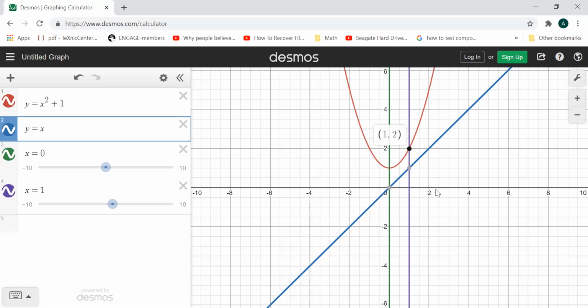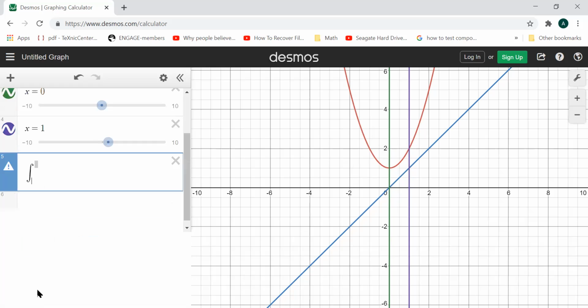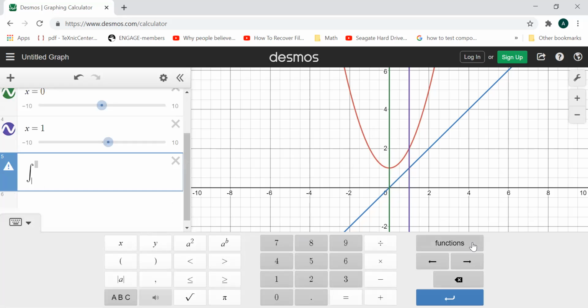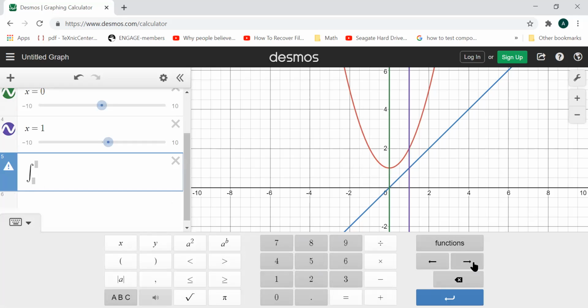Now, interestingly enough, Desmos can do calculations of integrals. For example, I can do an integral by simply typing the letters int, or select the symbol. There's a symbol here somewhere. I think there's a function or something. There is an integral. So type int again.